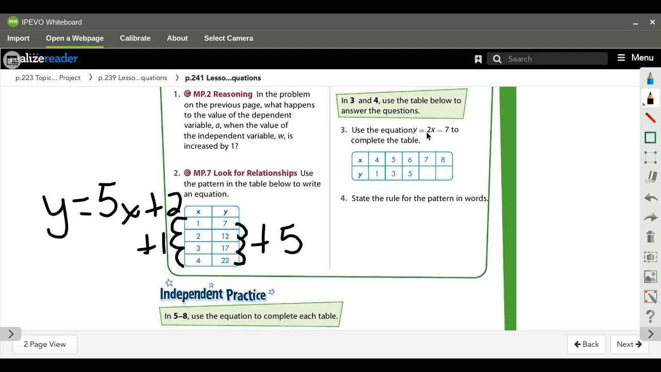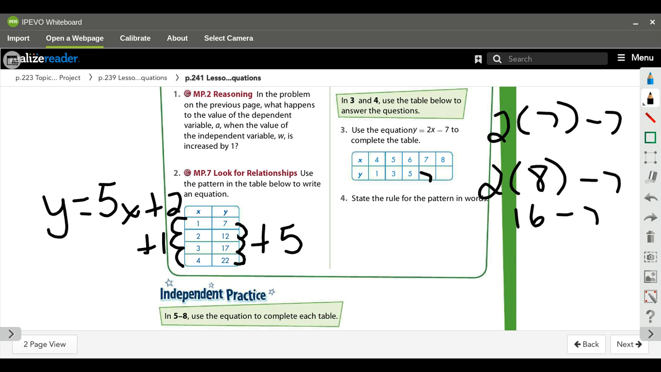So I have y equals 2x subtract 7. So I just have to substitute in. So my first one that I would substitute in is I'm going to do 2 times 7 subtract 7. So it's not going to be 2 times 0 because I do multiplication first. So 2 times 7 is going to be 14. Subtract 7 is going to be 7. So in there I have 7. And then I'm going to do 2 times 8, which is going to be 16, subtract 7. So I have 16 subtract 7, and that's going to be 9. So that's the pattern that I have in my table, I have 7 and 9.